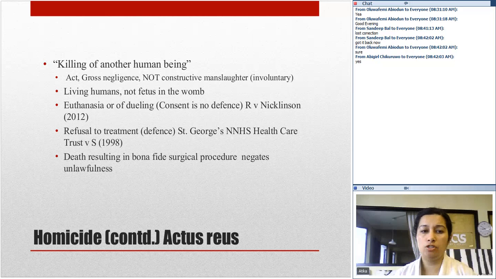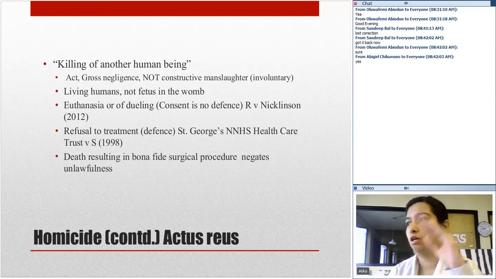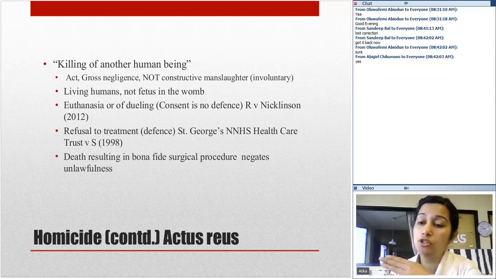Your element could be act or gross negligence. It applies only to living humans, not the fetus in the womb. Although a fetus, a baby, is alive, there is debate in the development of law. Courts debate back and forth whether a baby is alive or not; it depends on the viability. And they said that even if the baby is alive full term, if it's still inside the womb, it's not considered a human in terms of the defendant being accountable for murder.